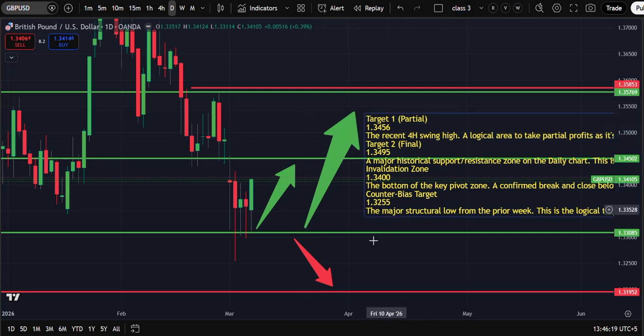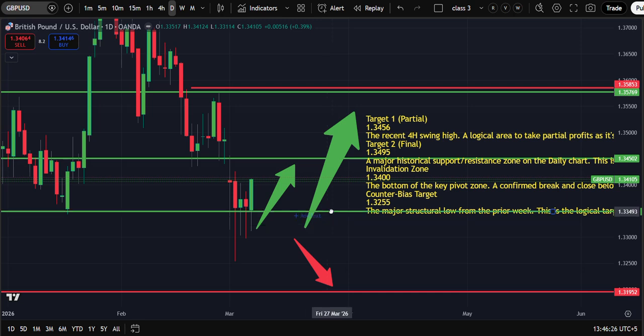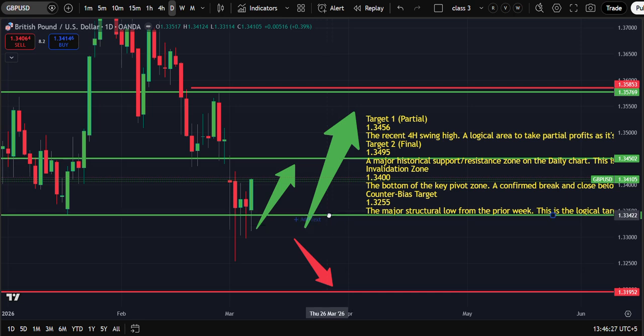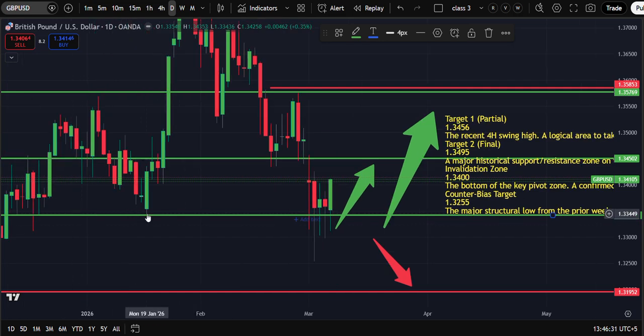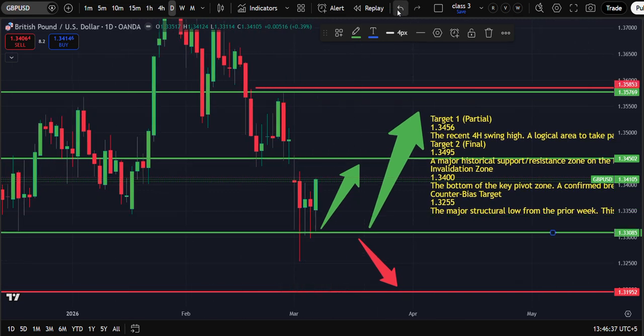So anyways, guys, its support area is 1.3400, which is kind of like okay. So it's basically using this support area. It's ignoring these wicks. It's going for this support. I can agree with that. So its target one is 1.3456.